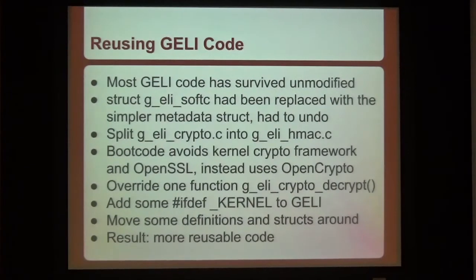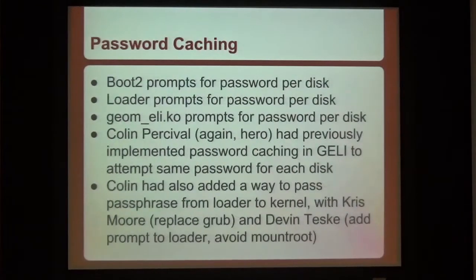The only function I had to override was eli_crypto_decrypt to make it use the basic AES instead of the kernel framework. And the rest of the code is used unmodified now, which meant a lot less new code, which was a lot less copy and pasted code. And I had to move some ifdefs around in GELI so that stuff that was specific to the kernel wasn't compiled into the loader. And one function was only available in the kernel, but I needed it, so I had to move it outside the ifdef.